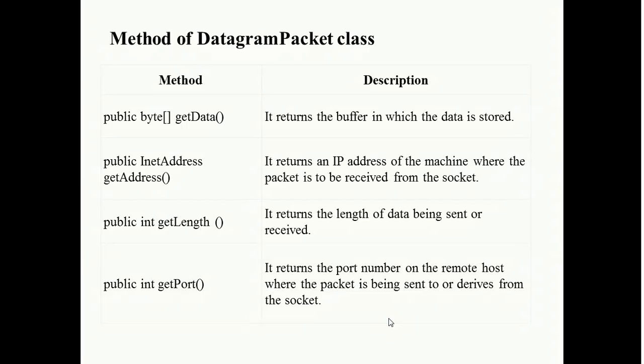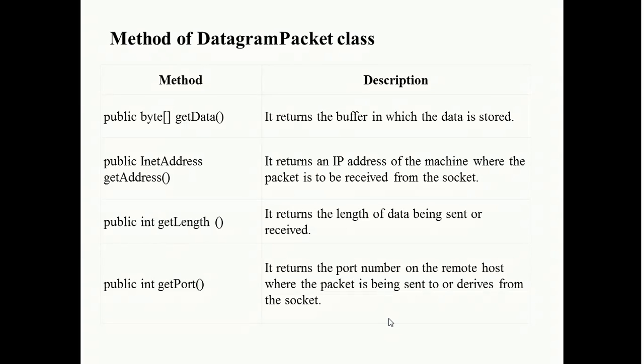Next method is getAddress. It returns the IP address of the machine where the packet is to be received from the socket. Third method is getLength. This method returns the length of the data being sent or received.